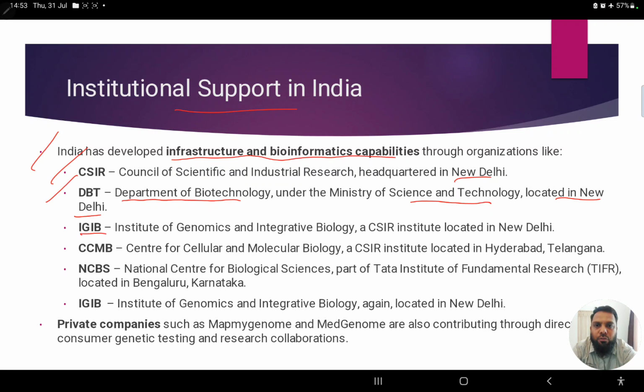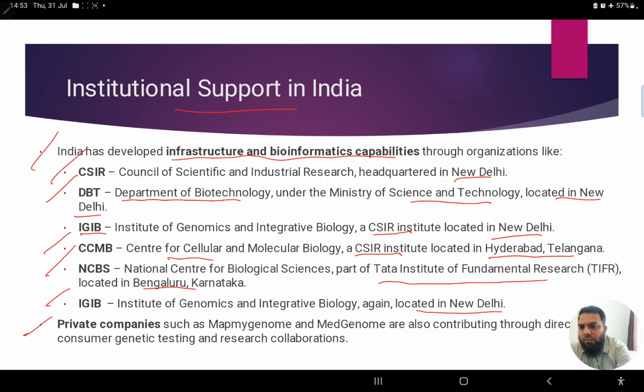IGIB, we have just seen it before. It's a part of CSIR and located in New Delhi itself. Again, CCMB, we have just seen. Again, it's a CSIR institute only, but it is located in Hyderabad, Telangana. Right, then we have NCBS, the National Centre for Biological Sciences. It's part of the Tata Institute of Fundamental Research and it is located in Bengaluru, Karnataka. Right, again IGIB, which we have just seen, it's located in New Delhi. Right, hope you are getting this.